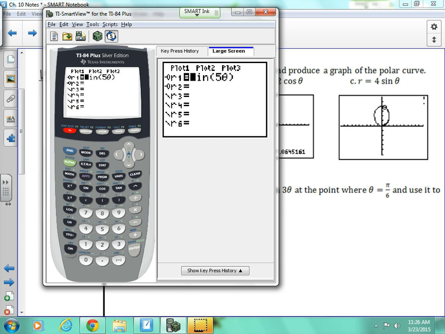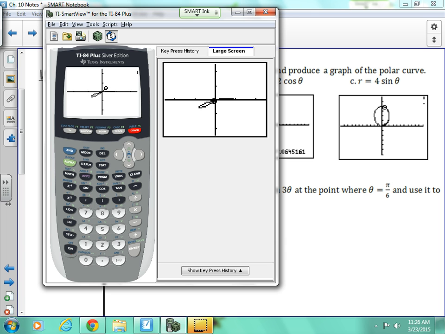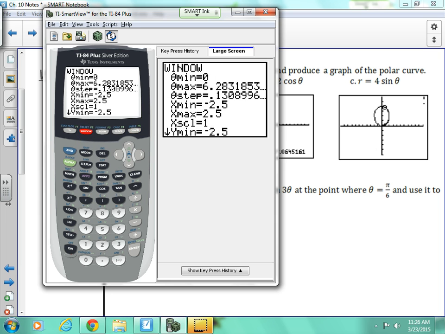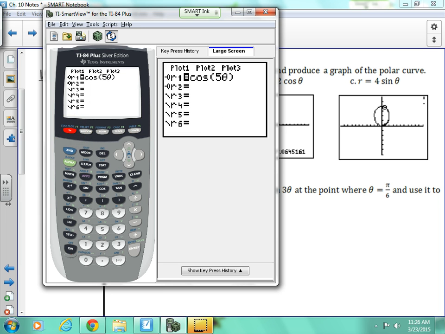What if we change it to cosine? Cosine's even, right? Let's try it. Still only 5 petals. So it doesn't have to do necessarily with sine or cosine, even or odd. It has to do with the number itself. If I have an odd number, it's only going to have that many petals. If I have an even number, it'll have twice as many. That's a quick little trick about roses.